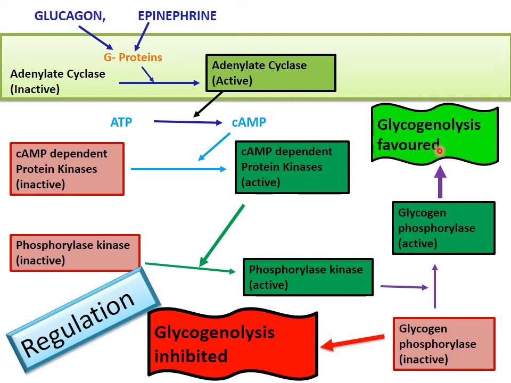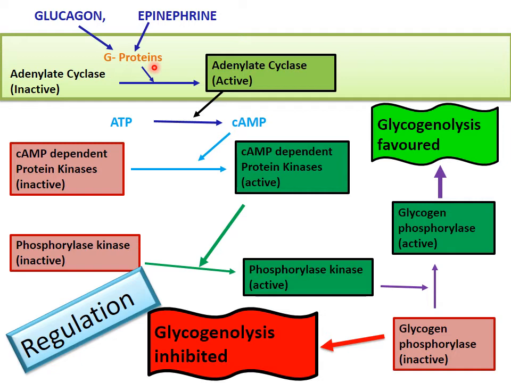glycogenolysis is favored, whereas glycogenolysis is inhibited when glycogen phosphorylase is converted into its inactive form. So here you can see there are 4 steps.